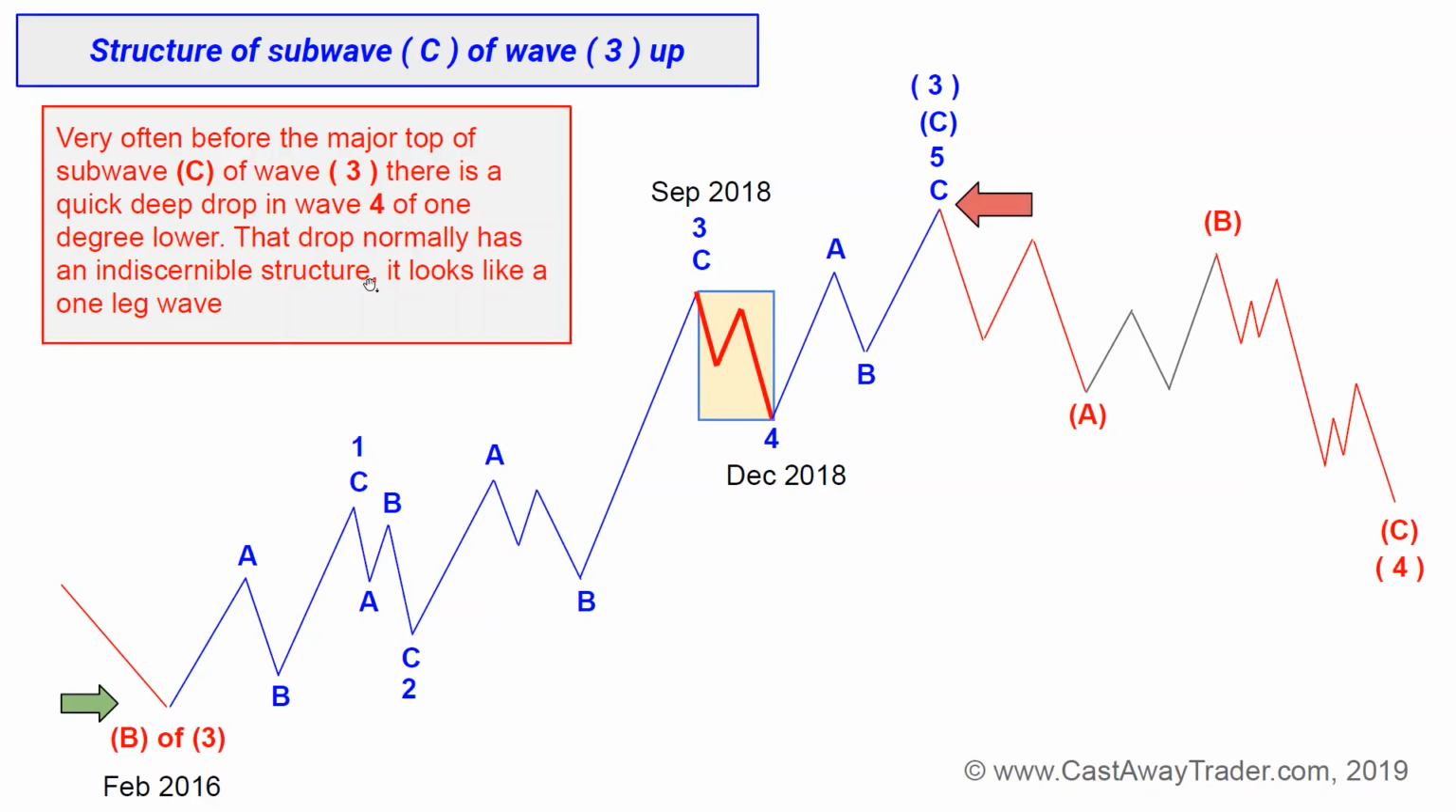Now let's look at the model of that subwave parenthesis C of parenthesis 3. As I've mentioned before, it has to be subdivided into 5 waves. And what I noted is that very often before the major top of subwave parenthesis C of wave parenthesis 3, before that top, there is one quick deep drop in wave 4 down or 1 degree lower.